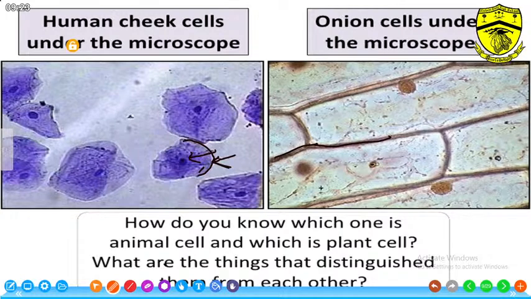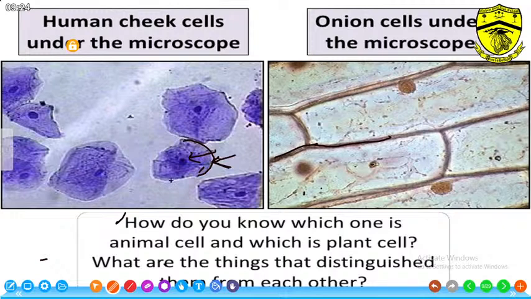So this is the question for you. How do you know which one is the animal cell and which is the plant cell? Yeah, exactly correct. You got the point. The plant cells contain a cell wall, and they are also green in color. The green pigment is present in it, so the chloroplast is also present in it. Large vacuoles are also present in it. So we know that this is the plant cell and this is the animal cell.